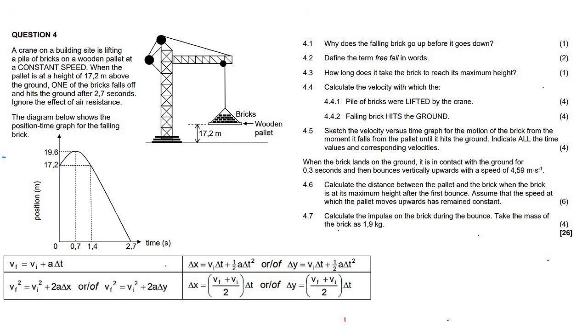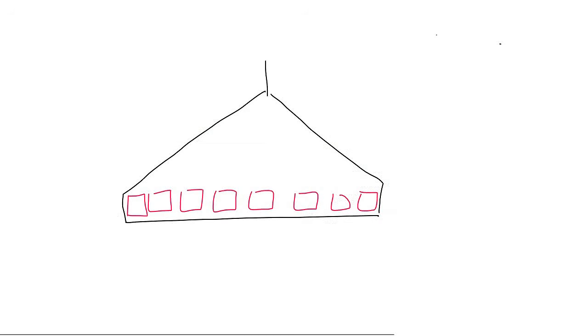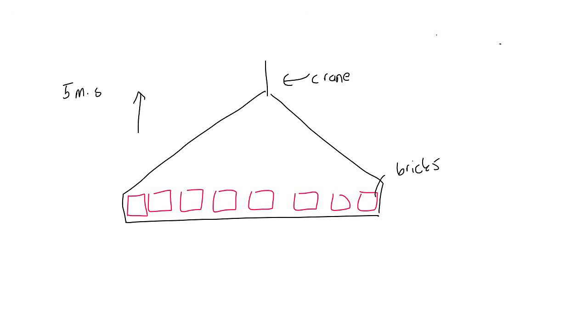Now, we need to have a little chat about something quickly. Let's say this is the pallet with the little bricks, so the pink blocks are the bricks. Let's just say these are bricks. And this is the crane. And let's say we are going upwards at 5 meters per second.